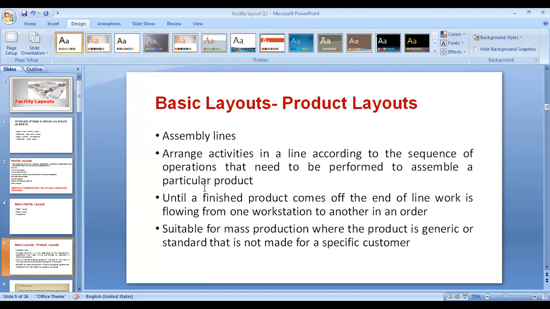In the product layout, the activities are arranged in a line according to the sequence of operations that need to be performed to assemble a particular product.